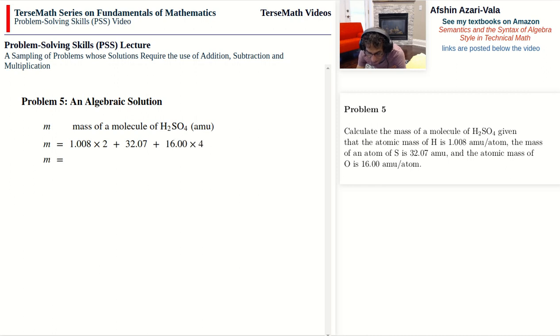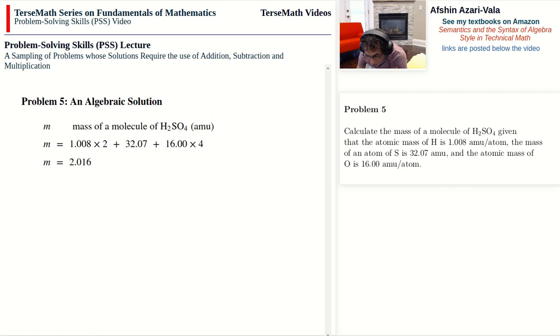We work out each term. Now this time I'm not going to show you boxes, just so you don't become too dependent on them, but you should be able to tell by just looking at the expression that we have three terms. 1.008 times 2 is the first term, 32.07 is the second term, and 16 times 4 is the third term. We work out the terms.